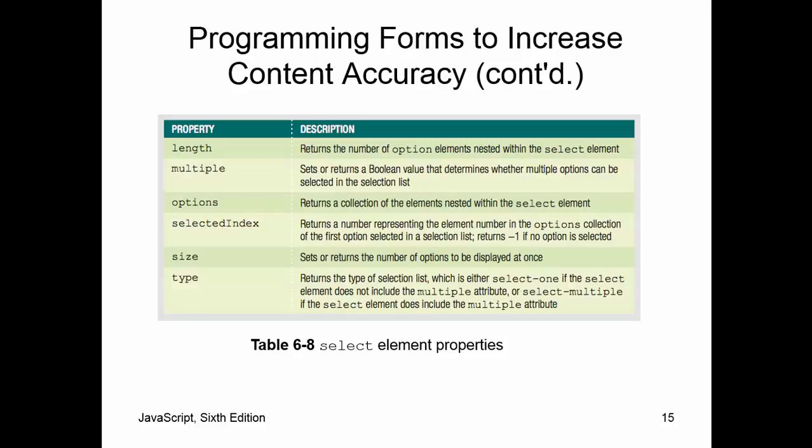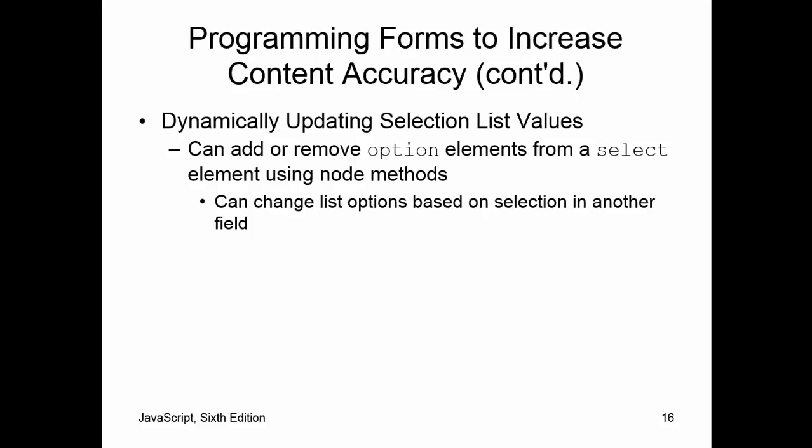Selected index, which is basically the index of the value you selected. Size, which returns the number of options to be displayed at one time. And type, which returns the type of the selector list, whether it's select one or select multiple. And again, there are examples after examples in the book here. I'm just going over the material that's presented here in the PowerPoint presentations.